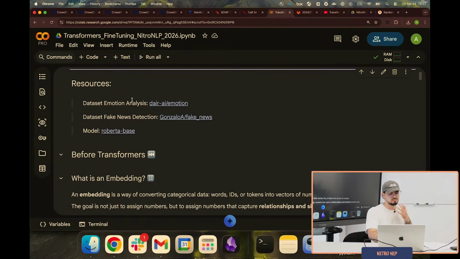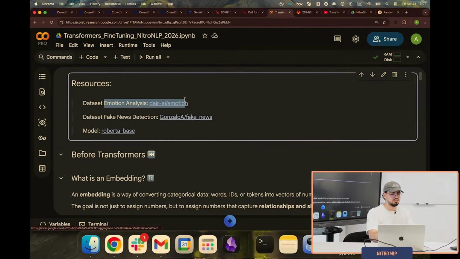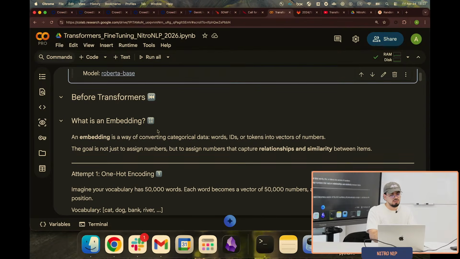As resources, as you can see on Discord as well, I have the data sets for emotion analysis and fake news detection, and as a model we'll use Roberta base. You can use whatever you want: BERT, DistilBERT, Roberta, whatever.